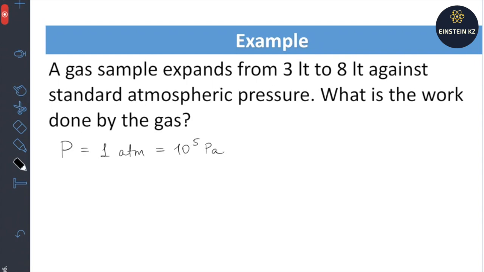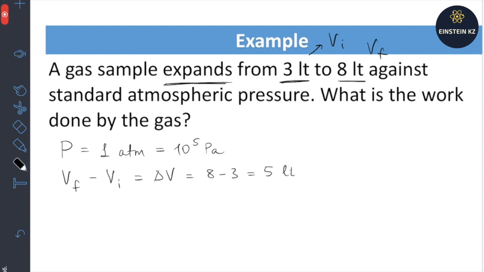And also here we have the information that the gas expands. This is our V final, this is our V initial. So V final minus V initial, which is our delta V, here is equal to what? 8 minus 3, 5 liters.